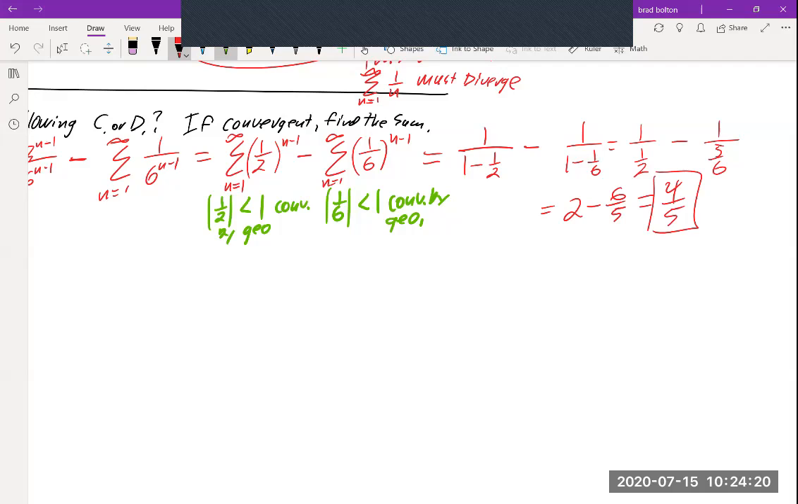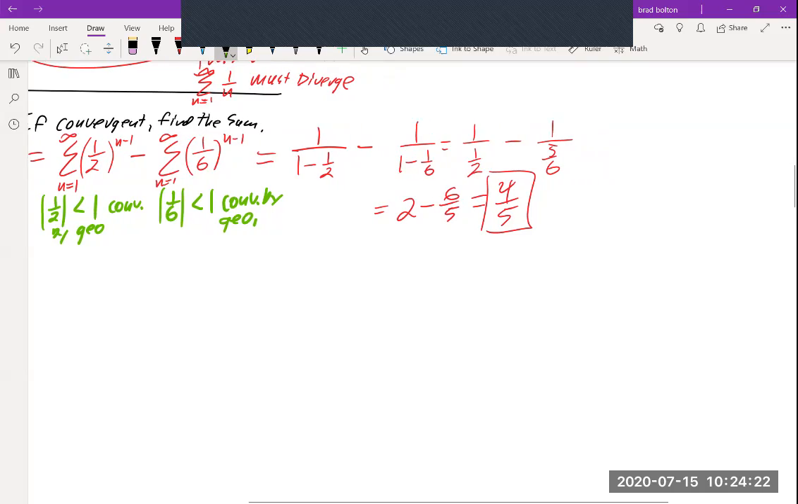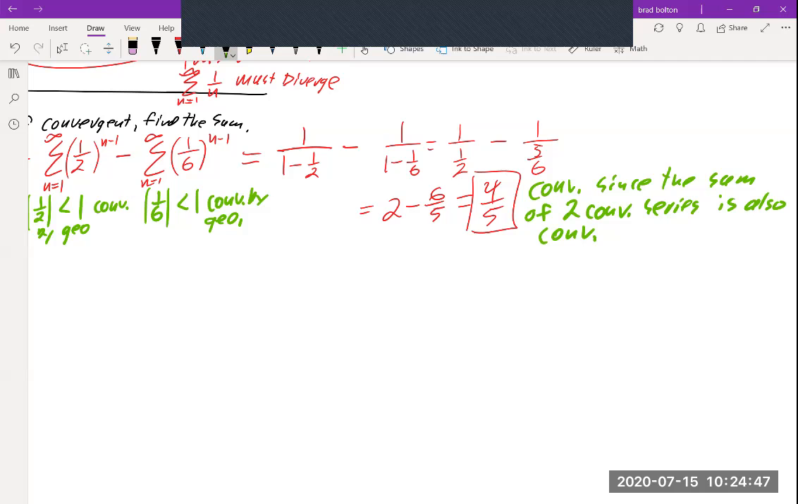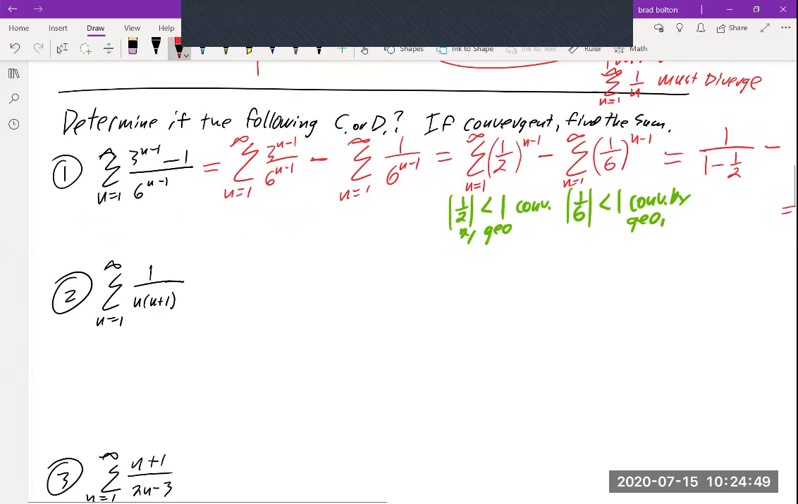So remember, what we're using here is convergent, since the sum of two convergent series is also convergent. And we used a property in the previous sections that told us that the sum of two convergent series is just, you take those two sums and you add them up. Okay, so let's go over here now.